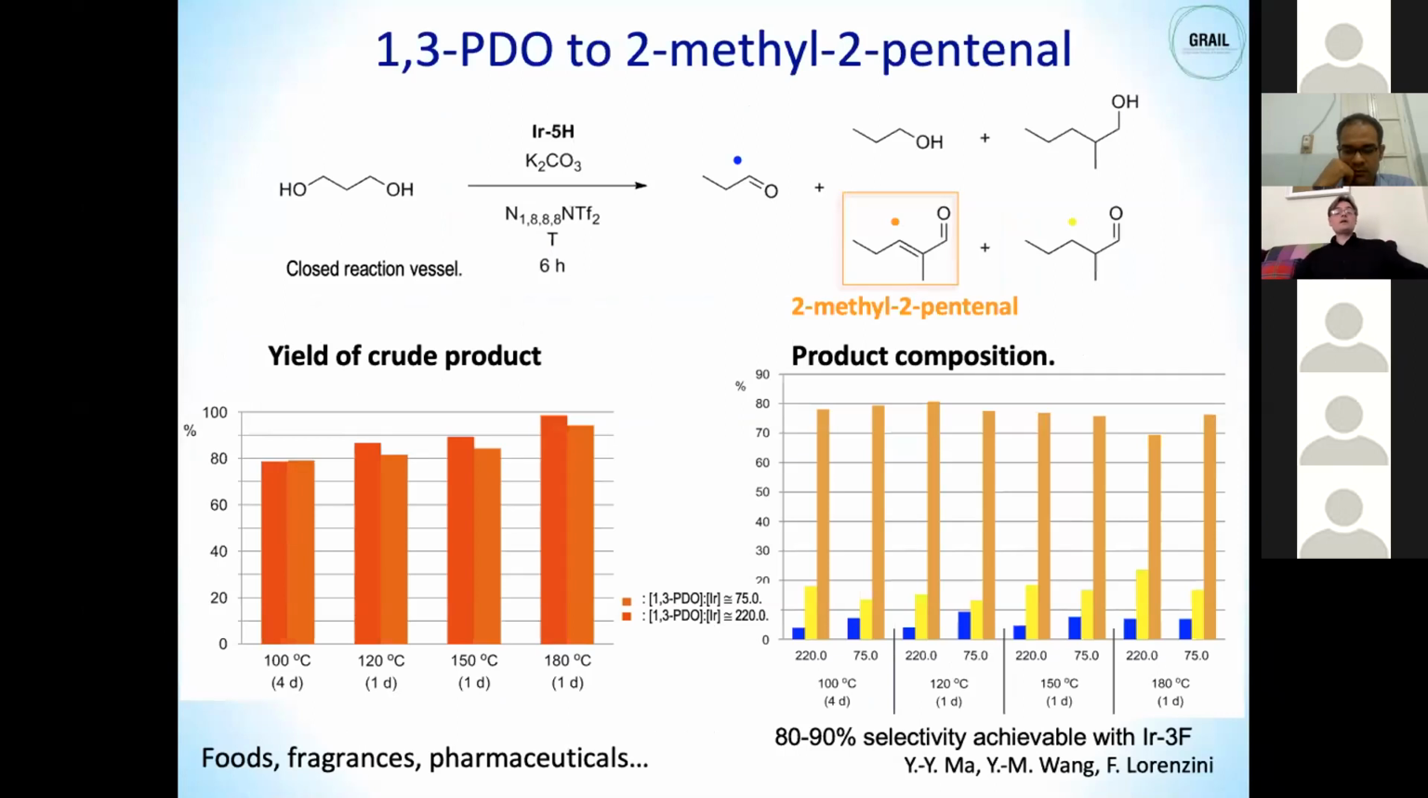Okay, so propanol is not the most exciting product in the world, so we were interested, could we diversify the products that could be produced using this chemistry? And we found that we could. We could produce 2-methyl-2-pentanal by changing the conditions of the reaction, and that was a very reliable reaction as well.